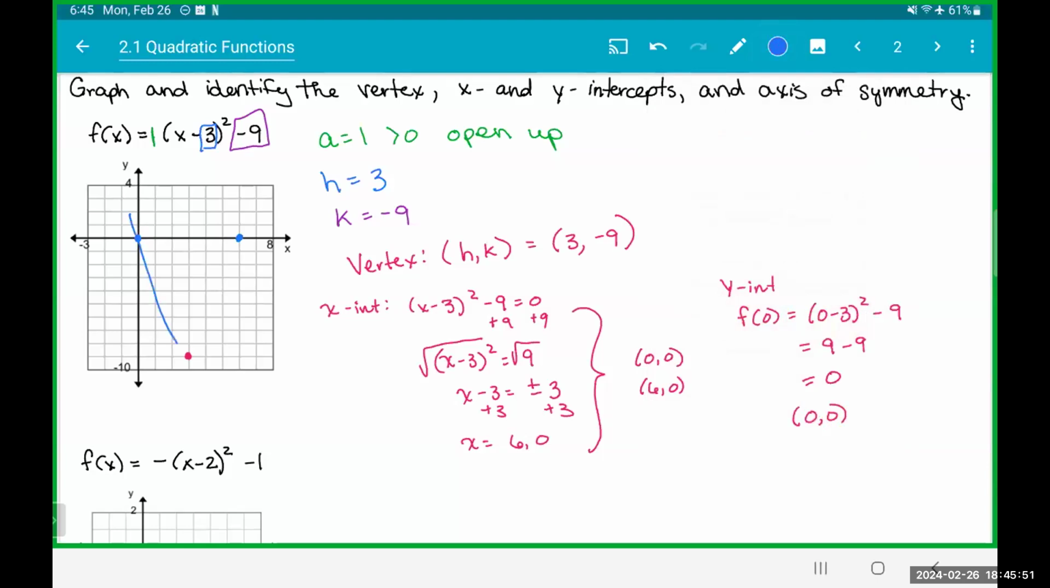So we can see that that graph will look something like this. And so we have this line of symmetry right here, right? So you can see that this half of the graph is a carbon copy of this half of the graph. And so our axis of symmetry is x equal to h or 3. I'll write that here. X equals h equals 3. Okay, question.